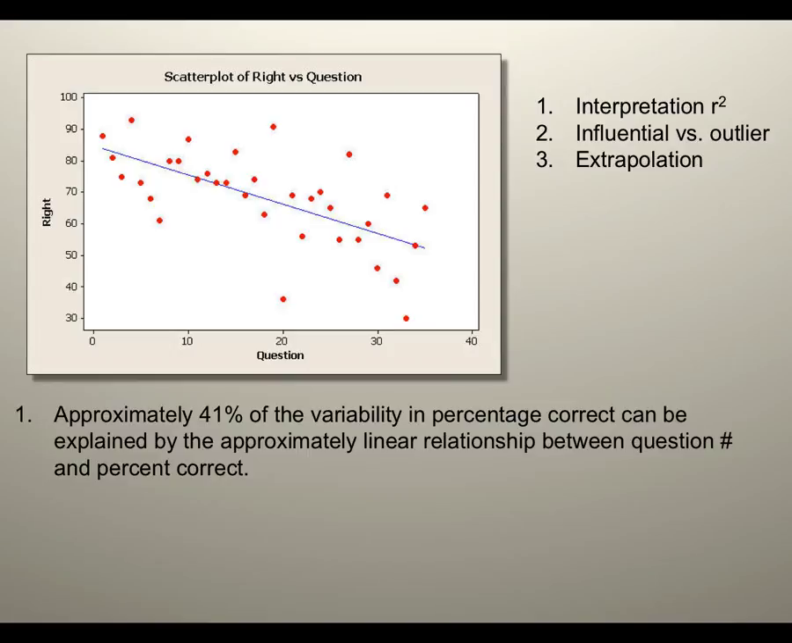So approximately 41% of the variability in y, in percentage correct, is explained by the approximately linear relationship between question number and percentage correct.